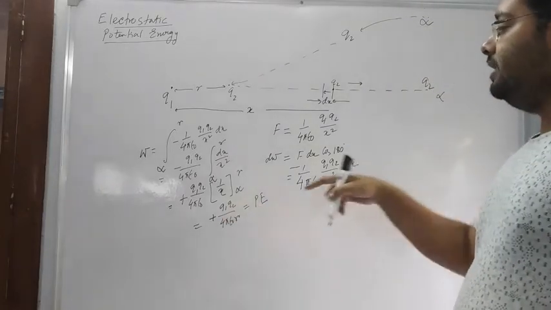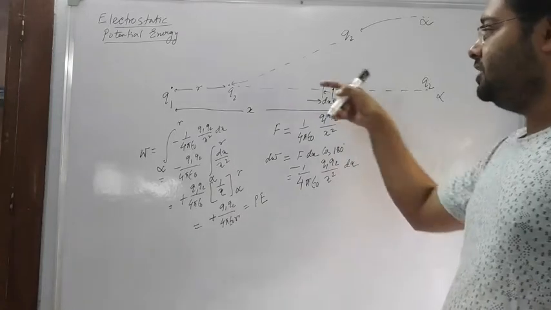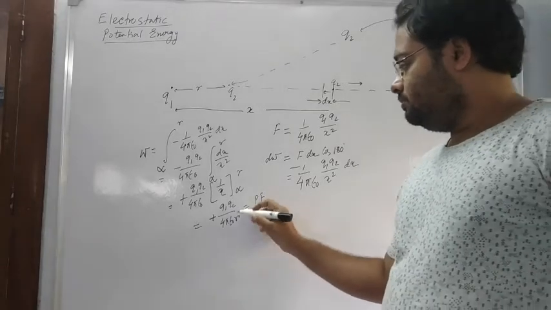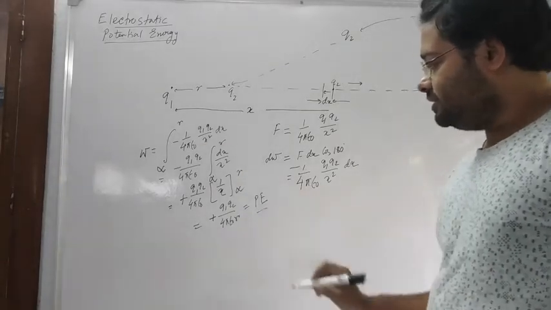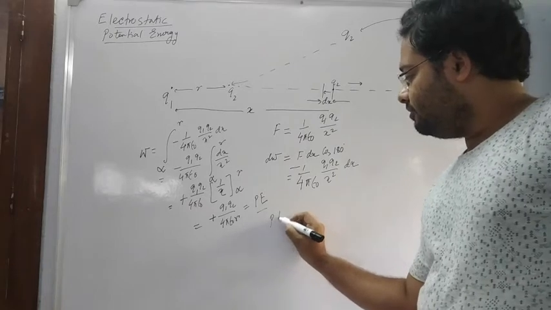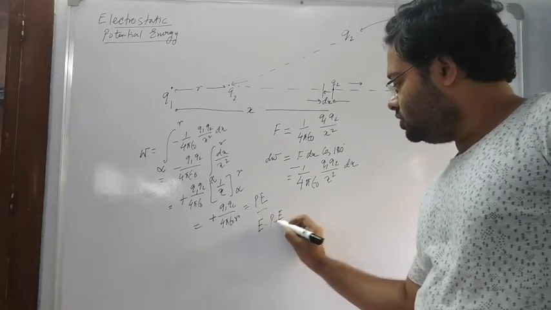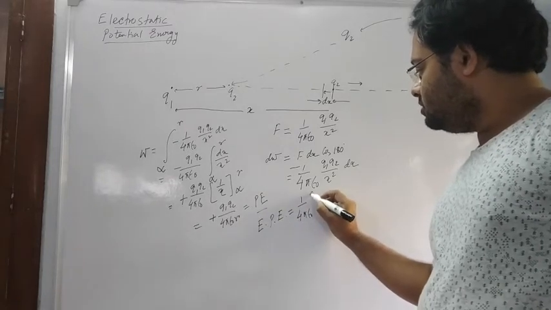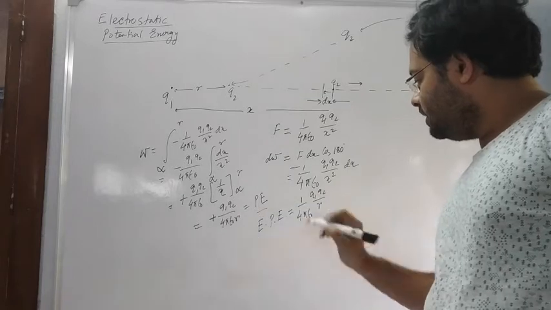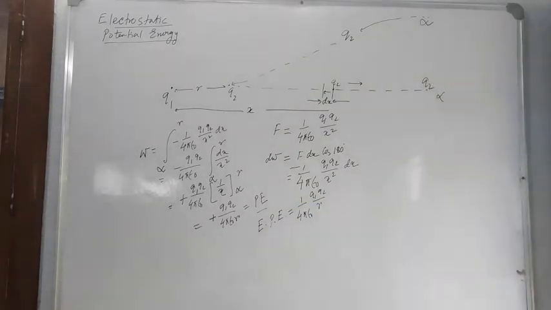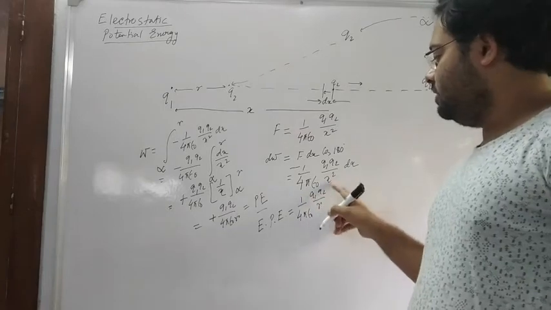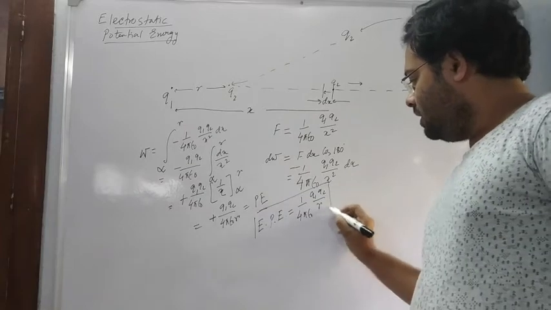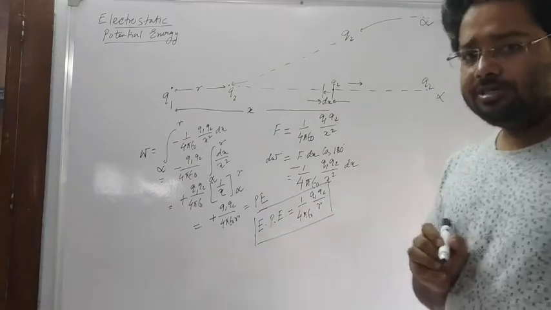But here I am calculating work done by an external agent which is pushing it here. So therefore the work done is the potential energy, and therefore we have electrostatic potential energy formula as 1 by 4 pi epsilon naught q1 q2 by r. This is the electrostatic potential energy for two charges q1 and q2 placed at a distance of r. Please write it down. I think this formula is given in your study material too.